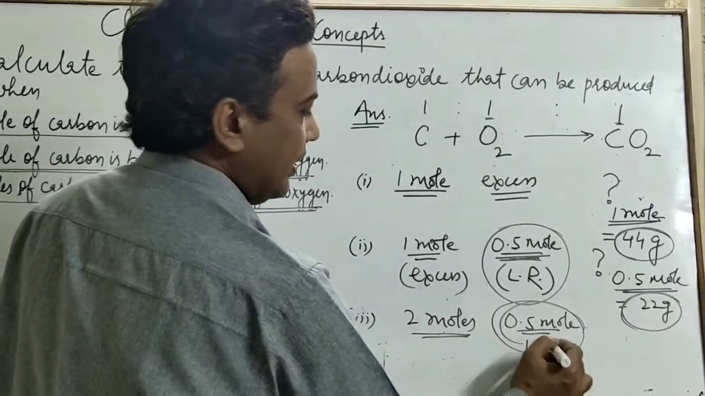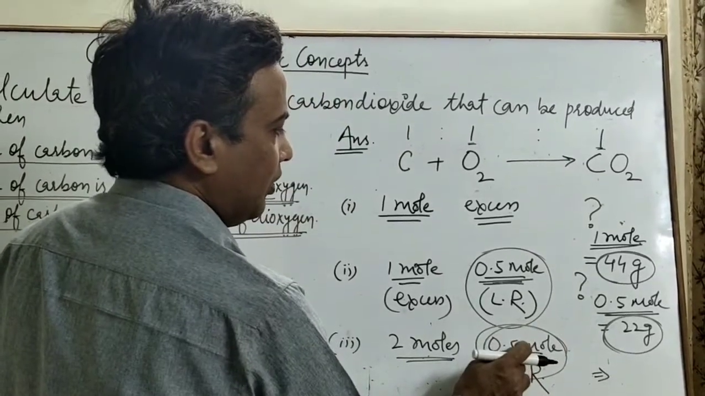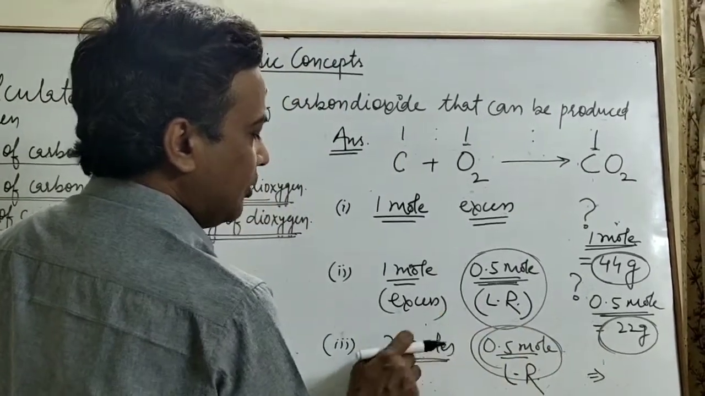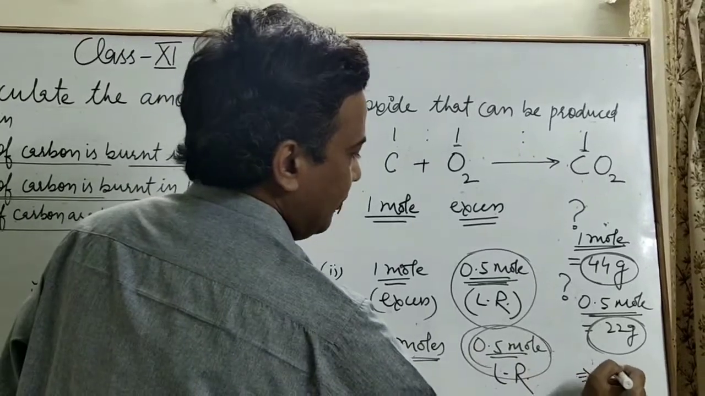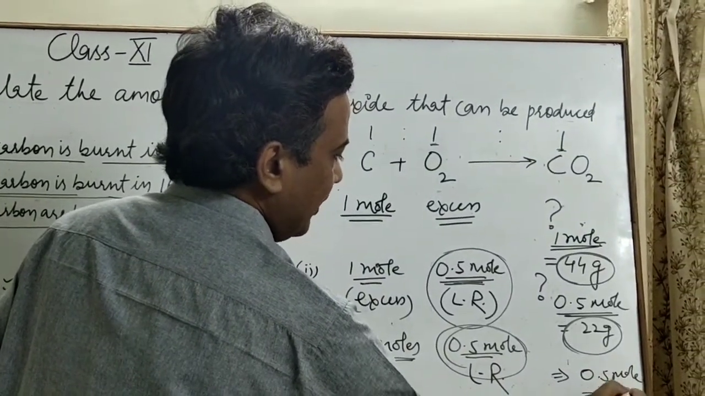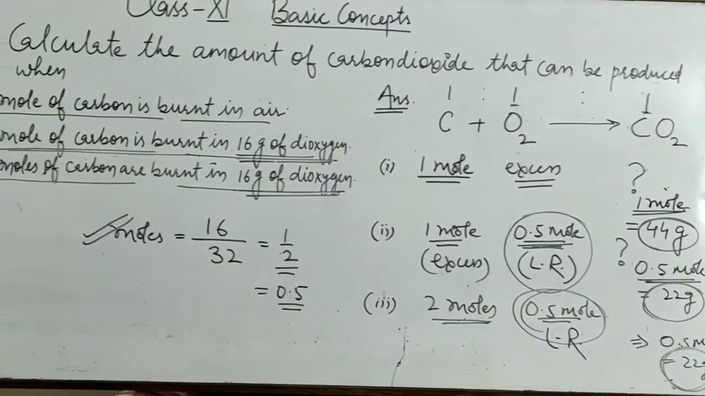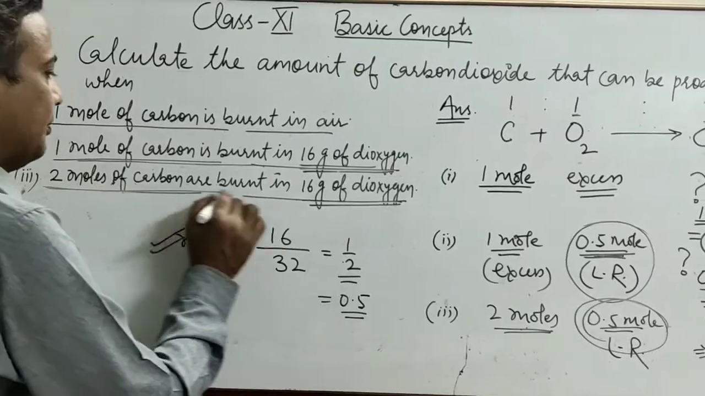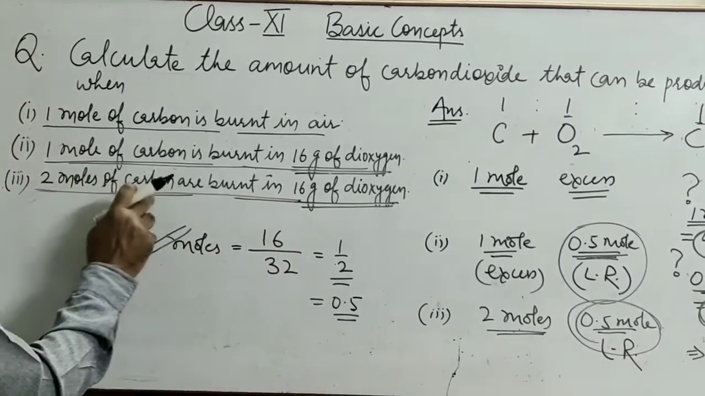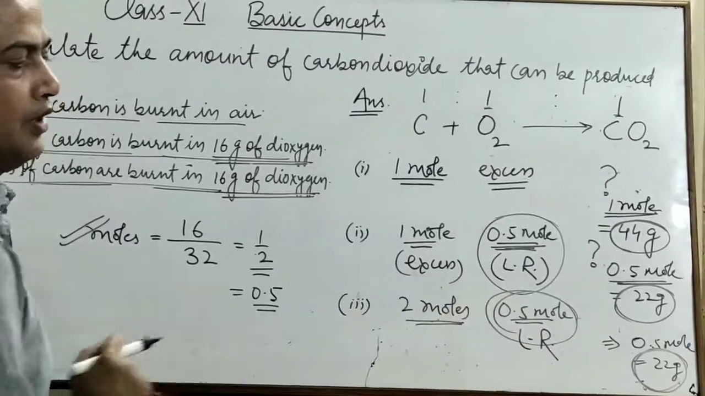So it is again the limiting reagent, and again 0.5 mole of O2 when reacting with 0.5 mole of carbon will give you 0.5 mole of CO2, hence 22 gram. In this case, 22 gram CO2 is formed. So, answer of third part is: when 2 moles of carbon are burnt in 16 gram of dioxygen, 22 gram CO2 is formed.